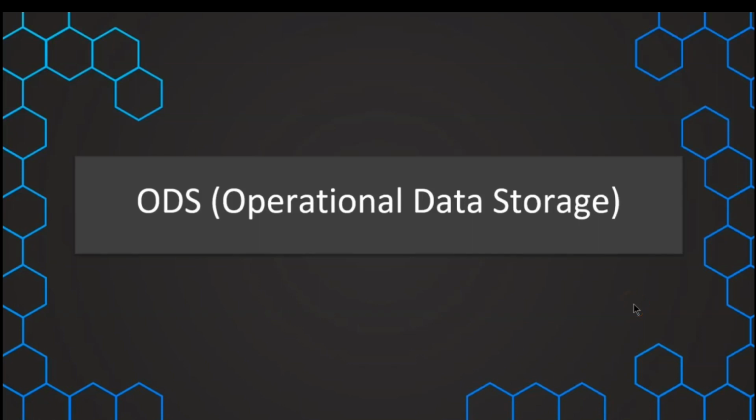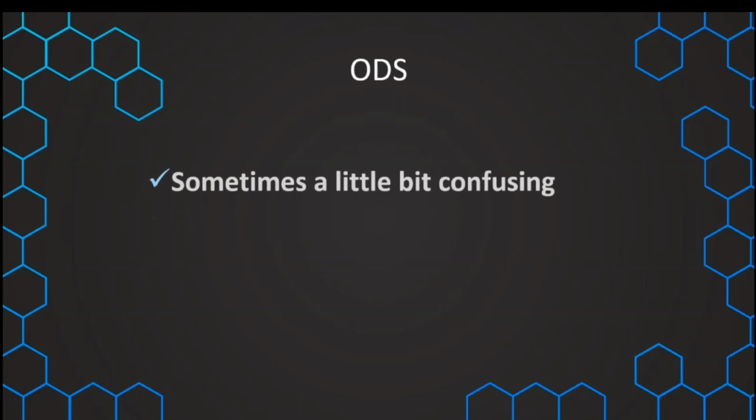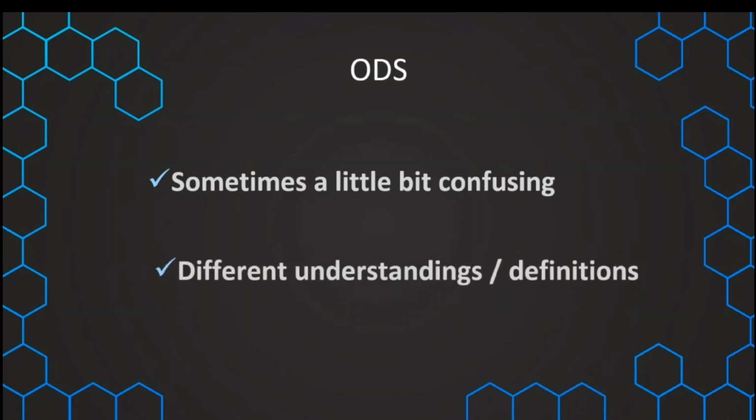In this lecture, we want to talk about operational data storage. This is something that is sometimes a little bit confusing because oftentimes the distinction between a data warehouse and an ODS is not so clear. And this is partly because, yes, in some sense they are a little bit similar, but also there can be different understandings and definitions depending on who you are talking to. And therefore, we want to clear things up here and focus on what is practically relevant for us.